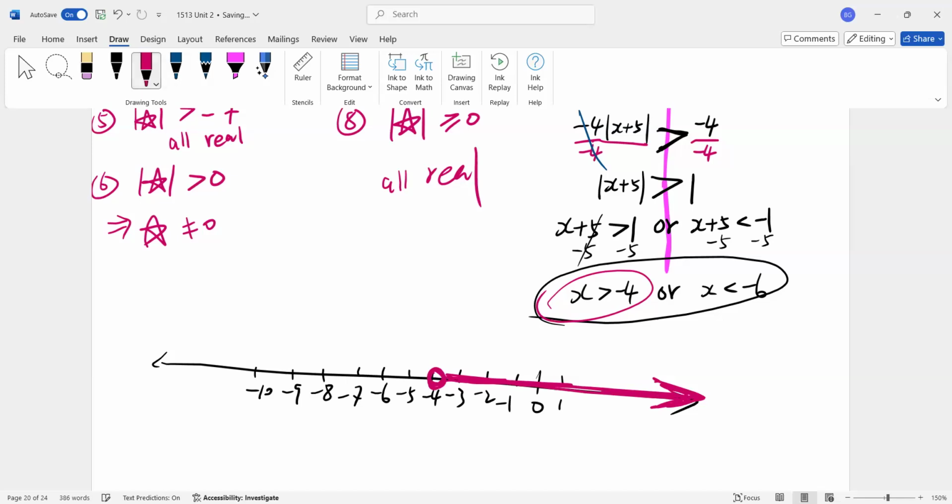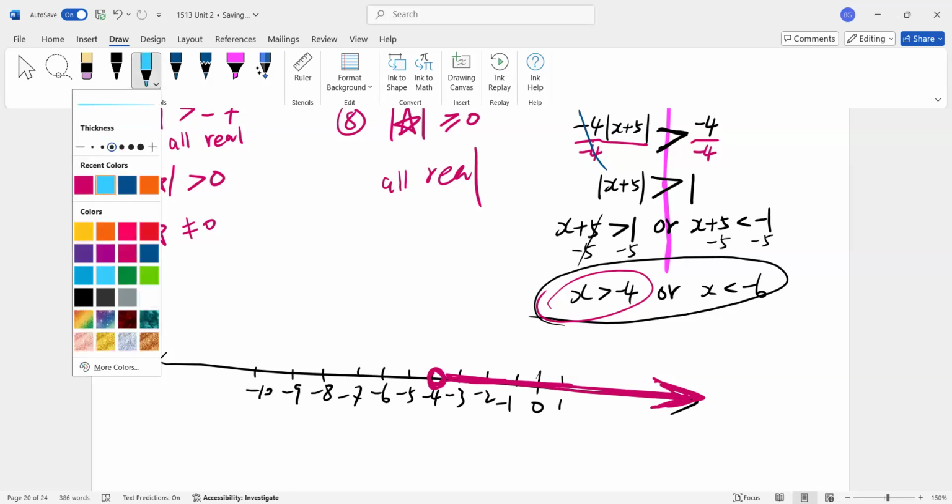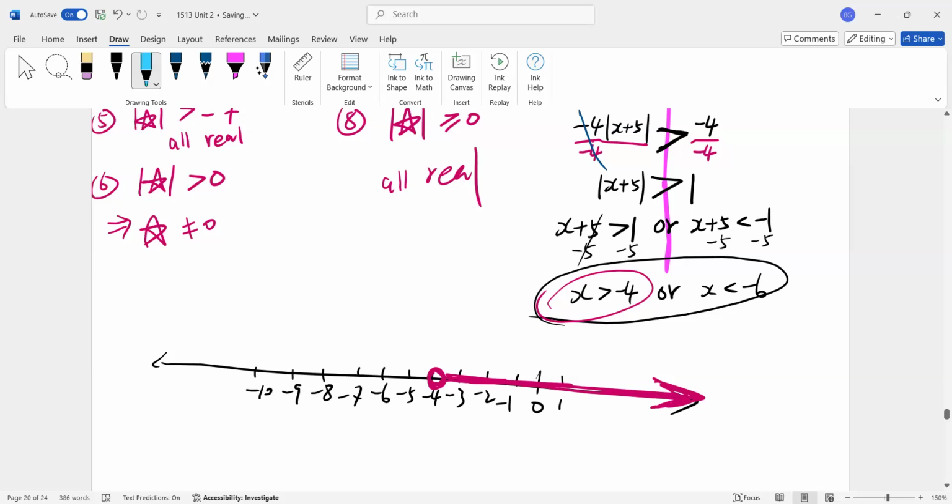Second piece, I'm going to use the bright blue color. It is less than 96. 96 is here. Oh, sorry, I messed up a little bit. It's supposed to be a circle, not a solid dot. A circle at 96 to indicate 96 is not a solution. Less than 96, so to the left.